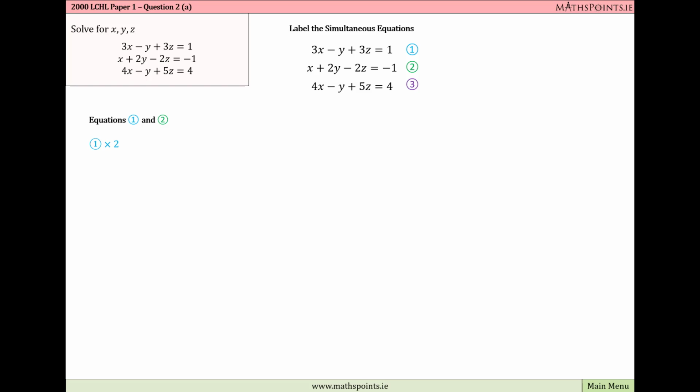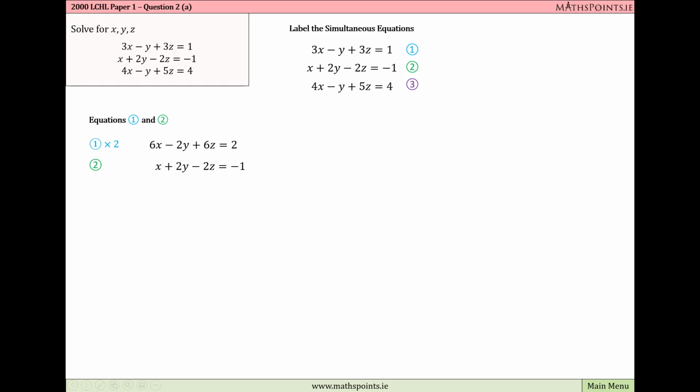So I've selected equation 1 and equation 2, and like I said, I have to multiply equation 1 by 2 so that on the top line I have a -2y. So 3x by 2 is 6x, minus y by 2 is -2y, 3z by 2 is 6z, and 1 by 2 is 2. I'm not going to multiply equation 2 by anything, I'm going to leave that as it is. And now I can see that the -2y and the +2y, when I sum those together, I'll get 0. And so y will be eliminated from those 2 equations.